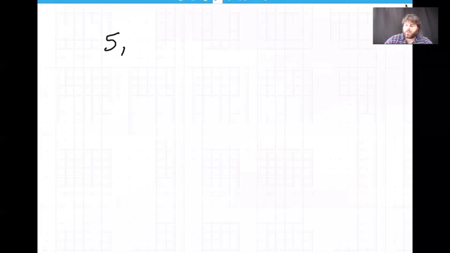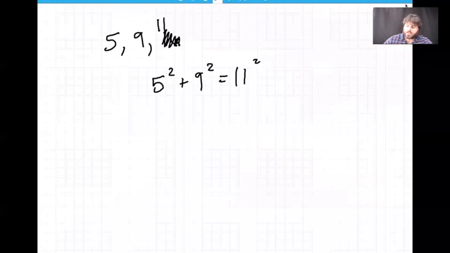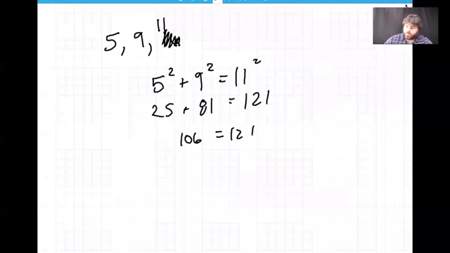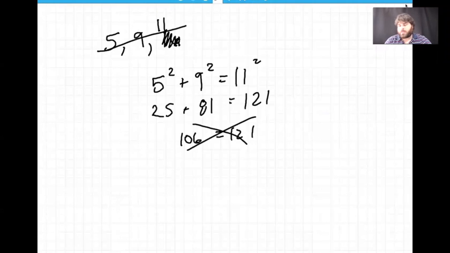Is 5, 9, 16? Well, first of all, that can't be a triangle. That's a bad example. How about 5, 9, 11? Let's try it. A squared plus b squared equals c squared. You get 25 plus 81 equals 121. That is going to be 106 equaling 121. It does not work, so it's not a right triangle. So you can prove that something is a right triangle using Pythagorean theorem.